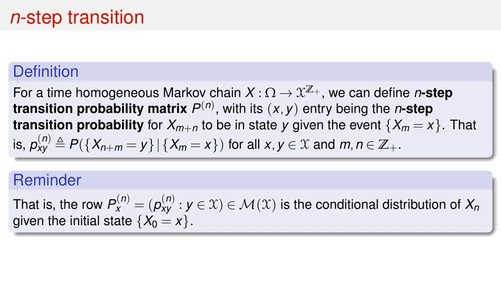As a reminder, the row p^n_x, which is the n-step transition probability from x to y for y in 𝒳 and is an element of 𝓜(𝒳), represents the conditional distribution of X_n given the initial state, the set X_0 equals x.